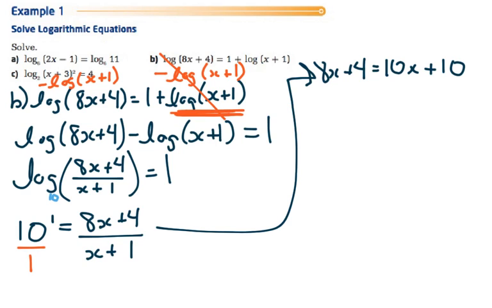Now we're at a point we just need to figure out what x is, so if I subtract 8x from both sides, next step we'll have 4 equals 2x plus 10. Subtract 10 from both sides, we get negative 6 equals 2x. And divide by 2, we get that x equals negative 3.